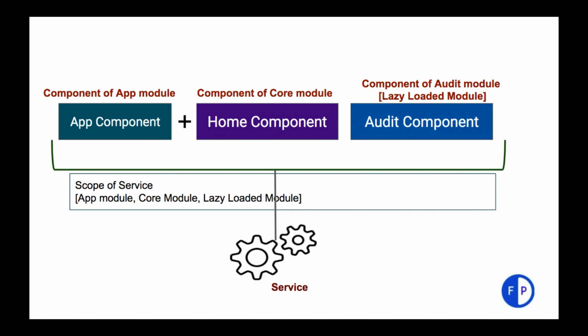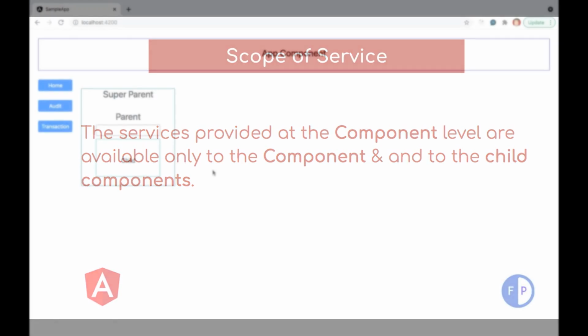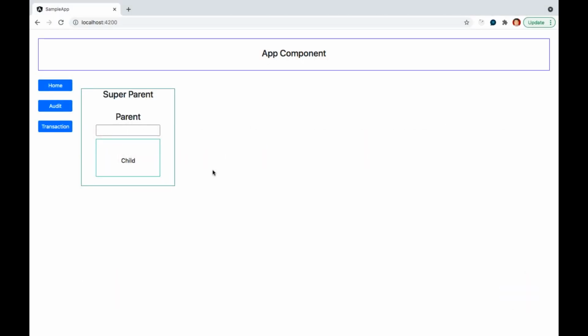I will not take much time, so let's be quick. The last point is: are services provided at component level available only to the component and its child components? Let's verify it. In this example we have super parent, parent and child. Now let's see this in the code.